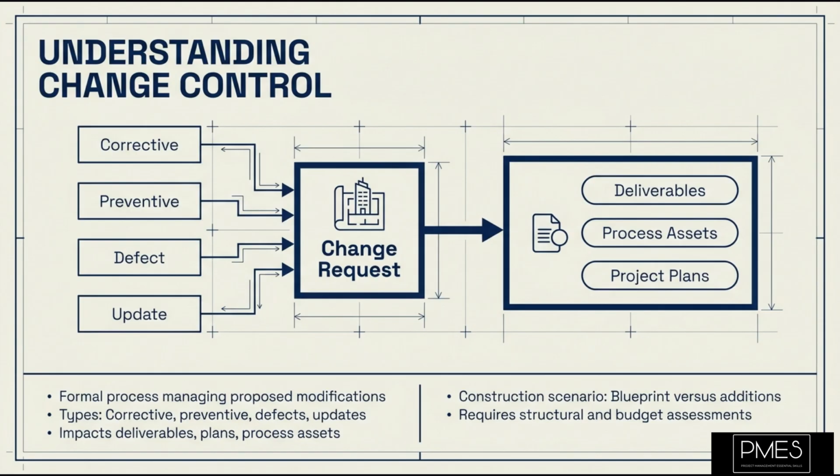Imagine you are managing the construction of a new office building. You have a detailed blueprint, a fixed budget, and a strict timeline. Suddenly, the client decides they want to add a new floor or perhaps upgrade all the windows to a more expensive type. This is a significant change, and you cannot just agree to it on a handshake. That is where change control comes in.